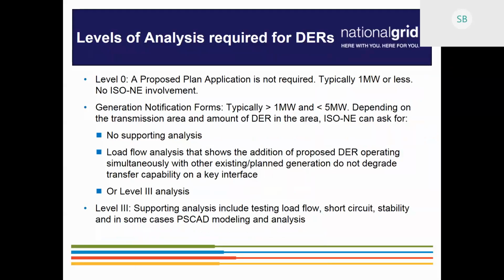and ISO already feels that it has reached the tipping point, and they have more concerns that there could be other adverse impacts from a stability perspective or other concerns, ISO will determine that we need level 3 analysis for that specific project or a set of projects in that area. For the level 3 analysis, the level 3 analysis is essentially the full-blown transmission study.